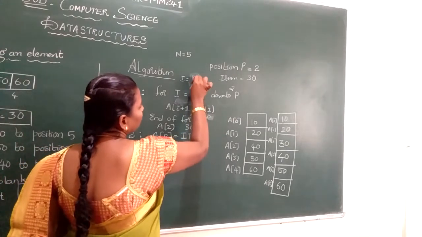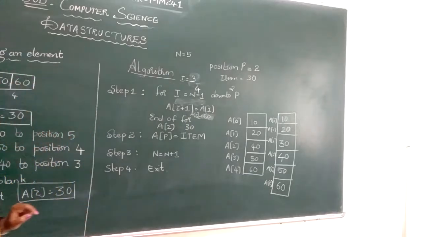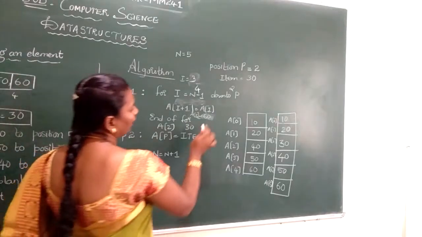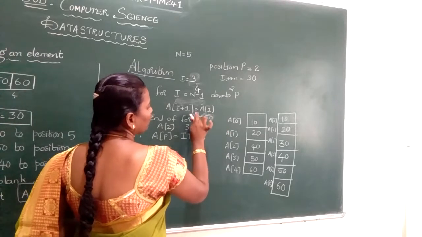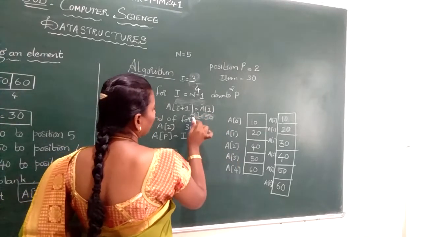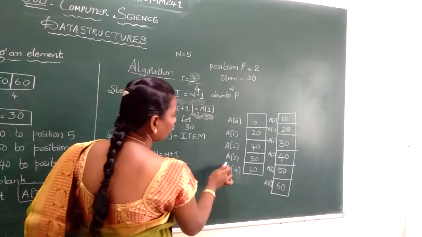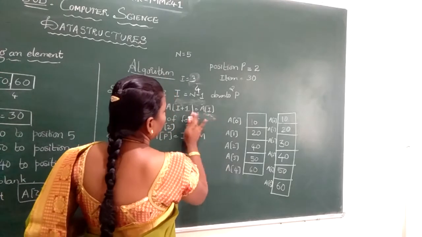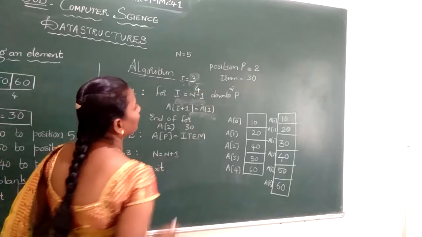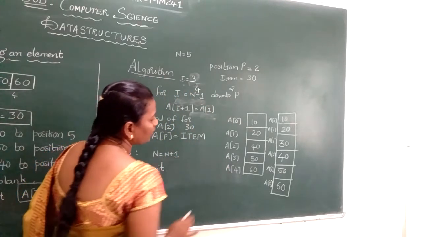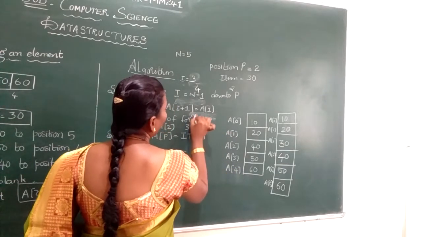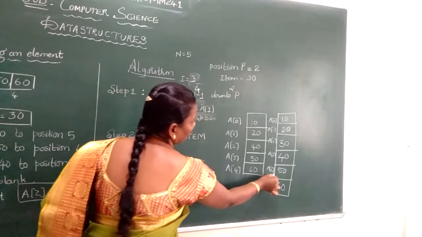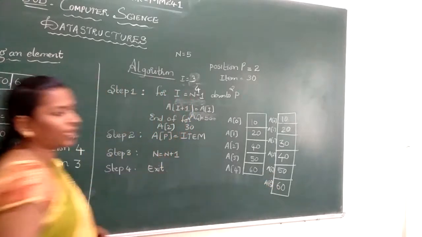I value becomes 3. So when I value becomes 3, what is A of I? A of 3. What is A of 3? 50. I plus 1, that is 3 plus 1, 4. I value gets decremented, that is 3. What is A of 3? 50. 3 plus 1, 4. So A of 4, I am giving my 50. So 50 I move to A of 4.